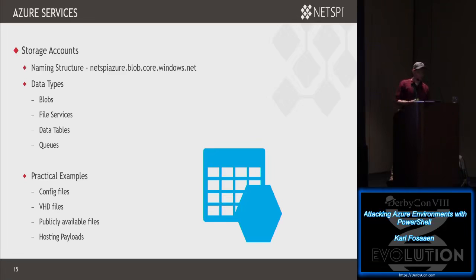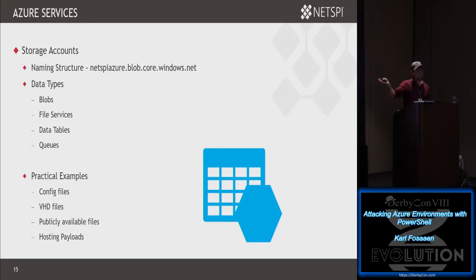Publicly available files that shouldn't be public, PII, all sorts of good stuff that you just shouldn't be able to find normally publicly. And you can also use this for hosting payloads, since what we're going to see here for the naming structure is netspy azure.blob.core.windows.net. That's the storage account name. So netspy azure is what we name the storage account. Blob core windows net is the URL to access the rest of it.